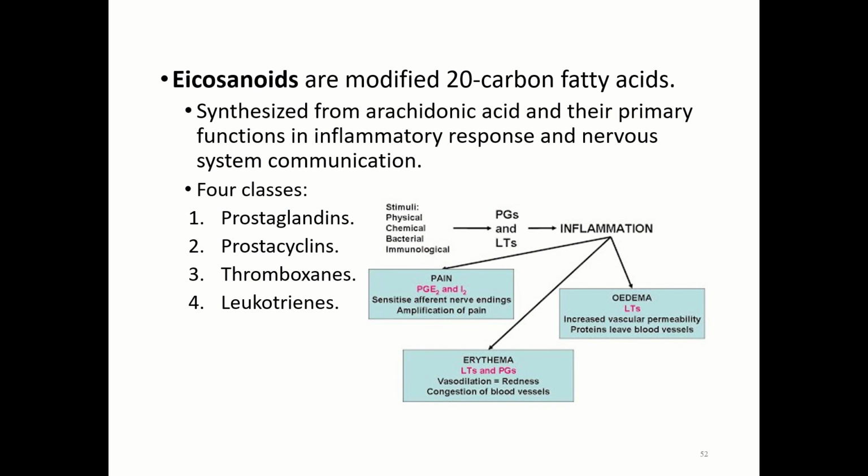Another type of fat that's important in the body is the eicosanoids. So these are modified 20-carbon fatty acids. They are synthesized from arachidonic acid, and their primary functions are in inflammatory response and nervous system communication. There are 4 classes: the prostaglandins, prostacyclins, thromboxanes, and leukotrienes.